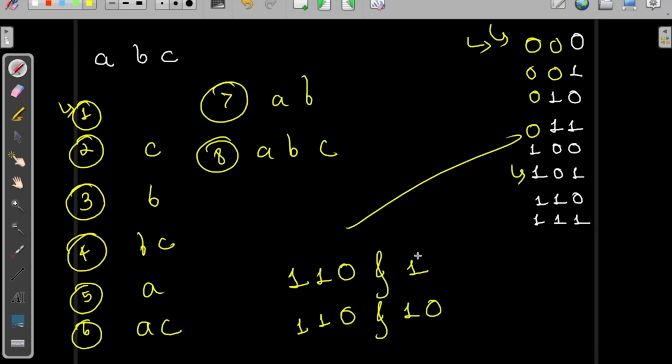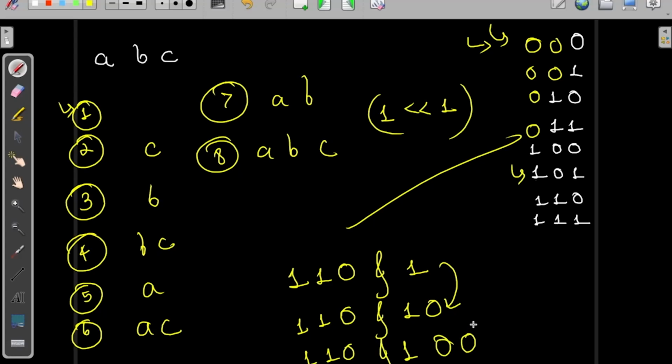This transformation from 1 to 1 0 is nothing but 1 left shift by 1 itself, which would take the second bit. Now if we want to check the third bit, it is nothing but 1 0 0, which is nothing but 1 left shift by 2 itself. This is how you can check it.